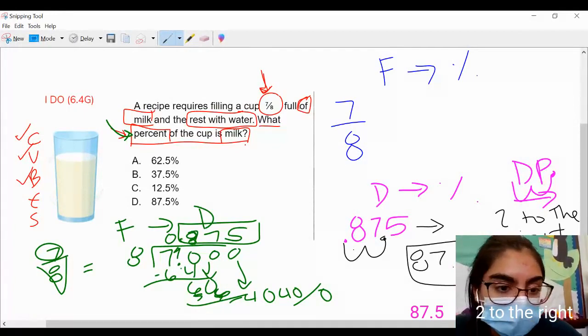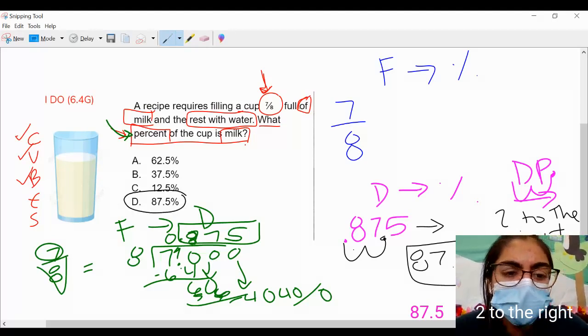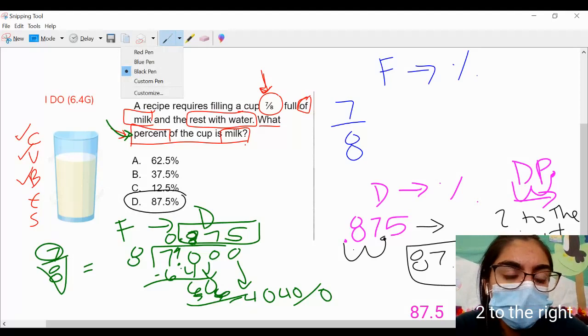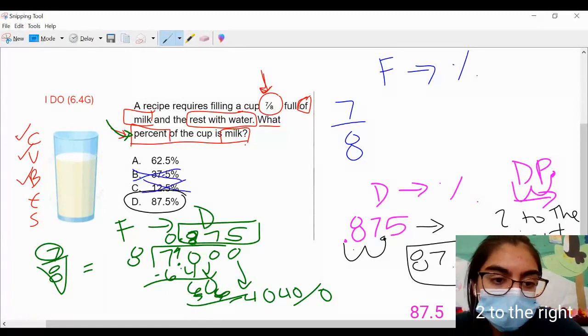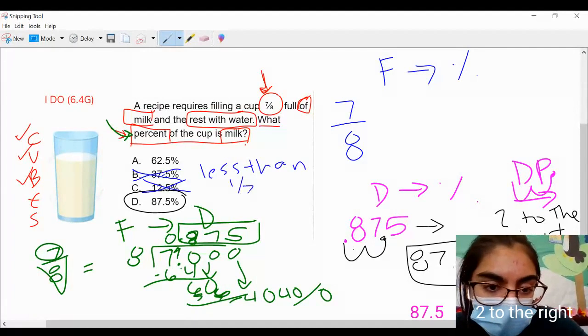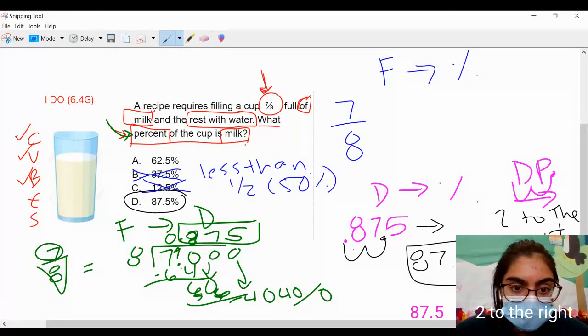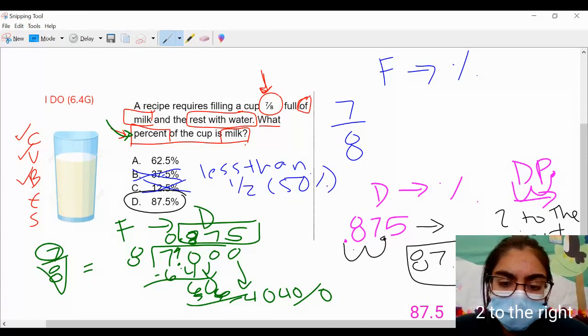Let's see where I can find that answer. Perfect. Let's see if there's any answers I could have eliminated just to make sure I have the right one. Well, first of all, I know 7/8 is going to be way more than half. So I can go ahead and eliminate B and C because I know for sure that they are less than 1/2, because they're less than 50%. That looks pretty good to me. I converted fraction to decimal, converted that decimal to a percent, and I made sure to eliminate very unreasonable answers.